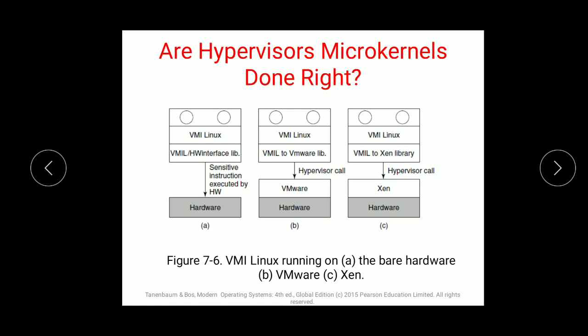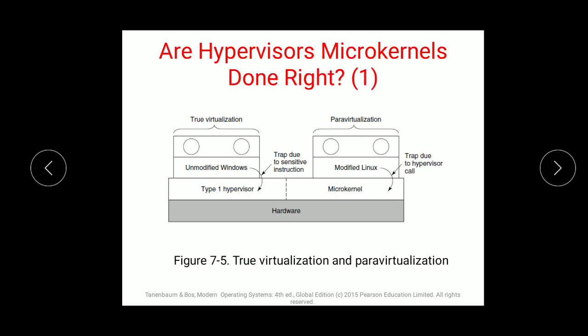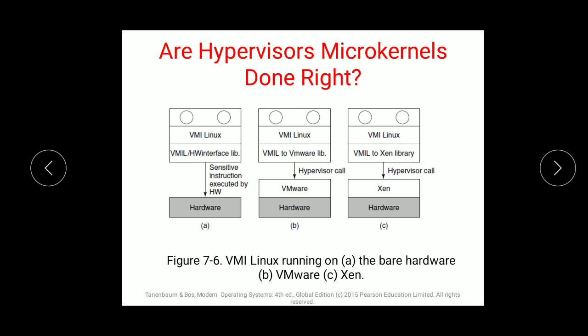Next is, are hypervisors microkernels done right? So previously it was hypervisors microkernels done right. Now, are hypervisors microkernels done right with different machines at a time? That is, if I separate each and every machine separately, what can be done? See here, I have done sensitive instruction separately, I have done hypervisor call separately, and different servers on different libraries. You can say VMware to VMware, Xen library to Xen library, but their guest operating system is Linux and they have their own servers as well.